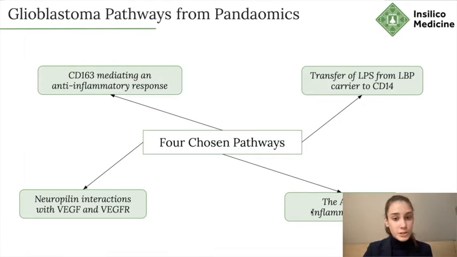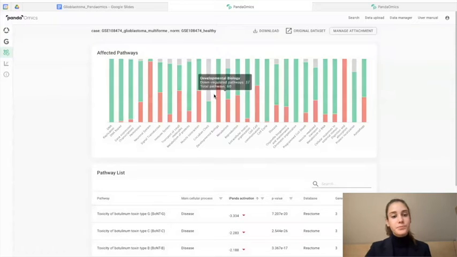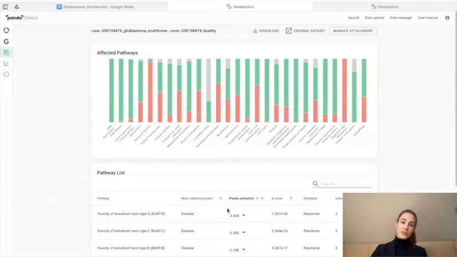I'll be taking you to Pandomics for each of these pathways and demonstrate how and why we chose them. So let's begin with CD163 mediating an anti-inflammatory response.